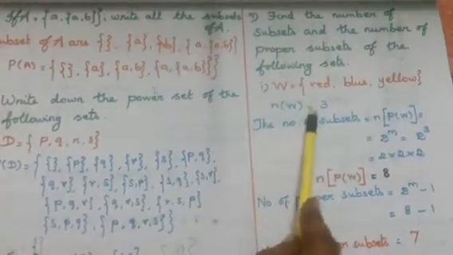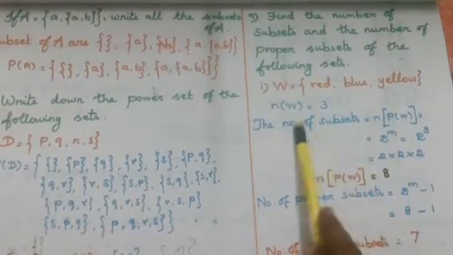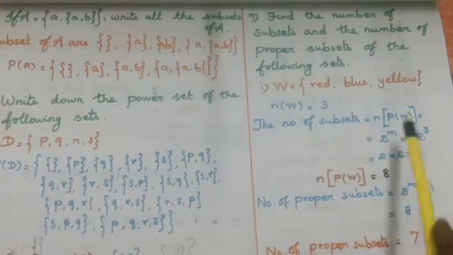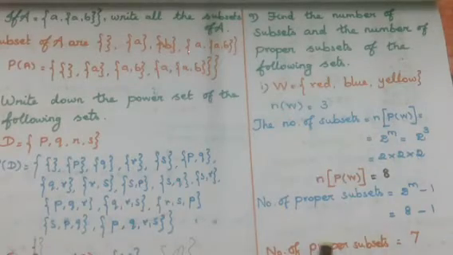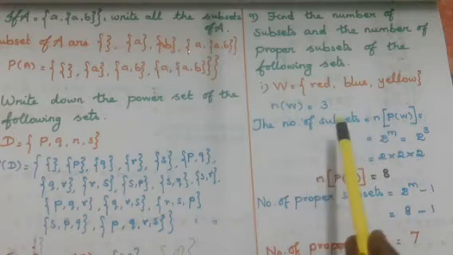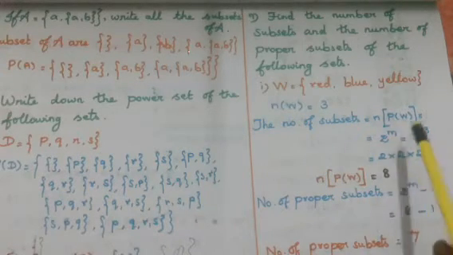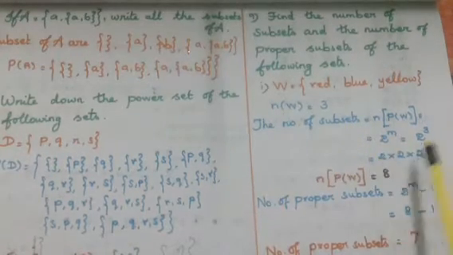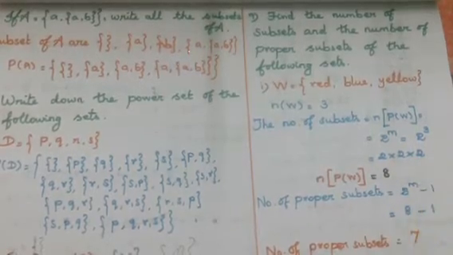So n of W is equal to 3. The number of subsets, how do we denote it? N of P of W is denoted. How can we write it? It has one formula, 2 to the power m. To find the number of subsets we have the formula 2 to the power m. That is equal to 2 to the power 3. 2 to the power 3 means 2 into 2 into 2. That is equal to 8.